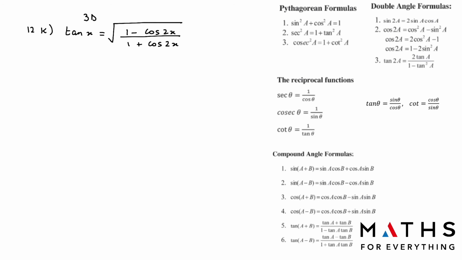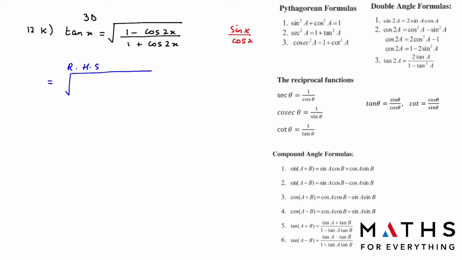Question number 12K. J I'm skipping because it is very similar to the previous one which we did, so I'm starting here. We have tan x is equal to square root of this equation. This is too simple to solve, so obviously we have to use the right hand side. When you are solving for tan x, you need to remember you need a sine on the top and a cos down. Okay, that you need to keep in mind.